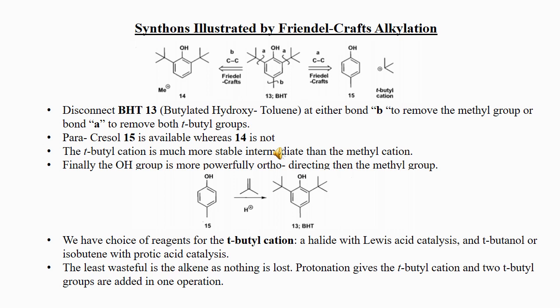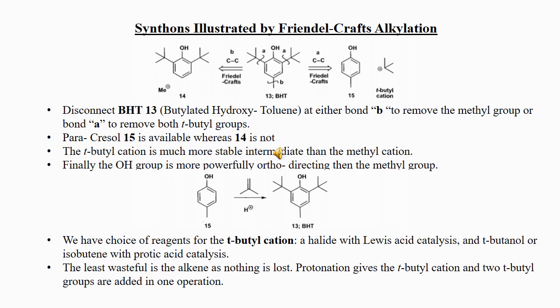So keep in mind this rule: for doing a disconnection, first you should know a reliable chemical reaction by which the target molecule can be prepared. The synthons which are formed by the disconnection must be logical. So here we can say the target molecule is BHT, number 13, butylated hydroxytoluene.